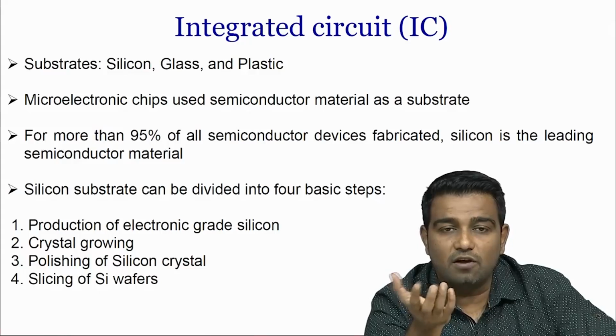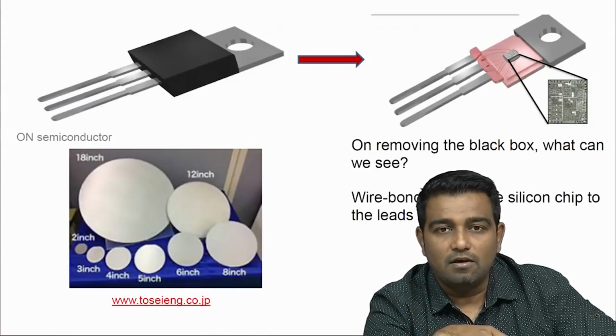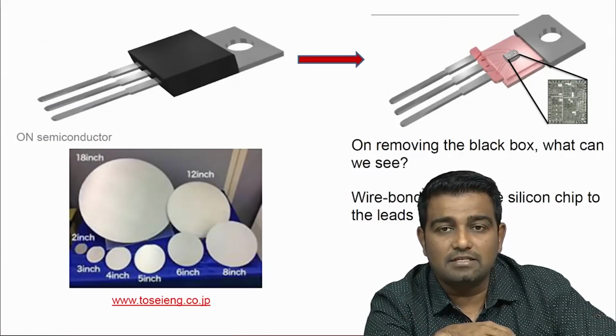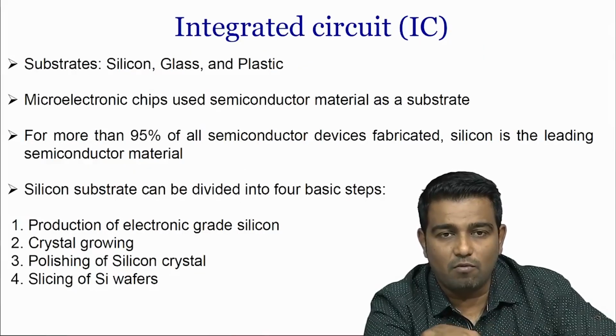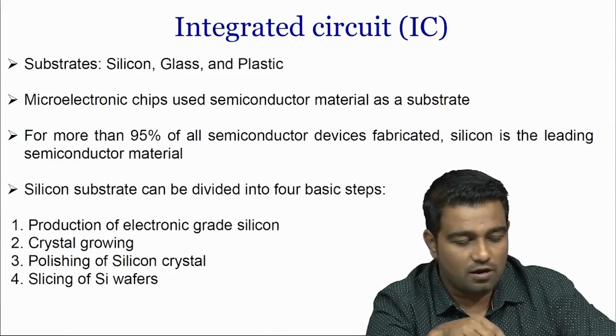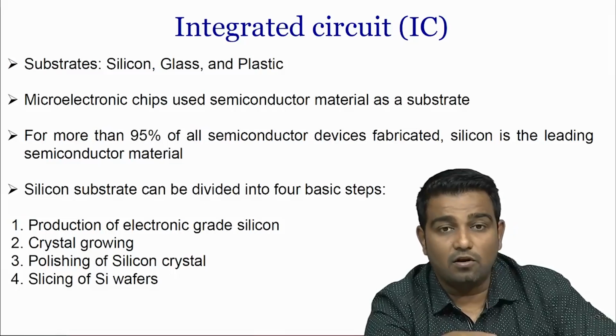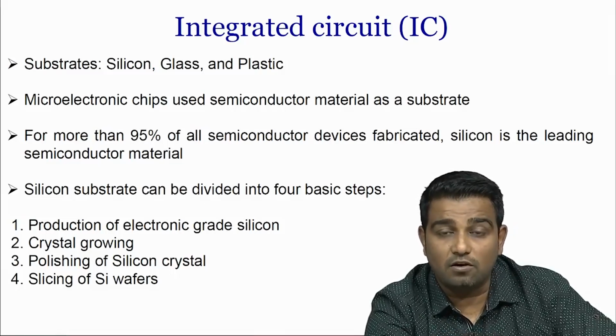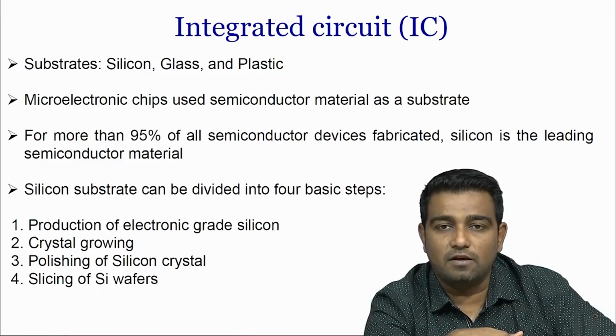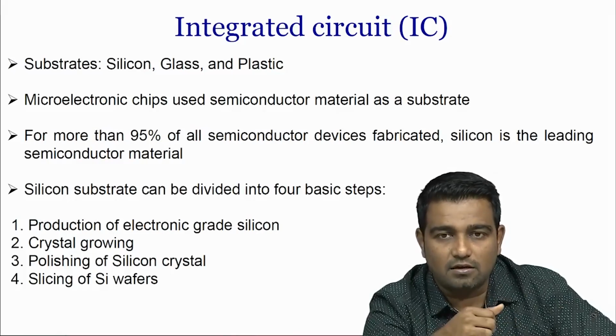For manufacturing of this silicon, what have we seen? We have seen that there are several processes. When we talk about manufacturing of silicon: production of electronic grade silicon, crystal growing, polishing of silicon and slicing of silicon wafers. We have seen that, and we will see it again in the coming slides.